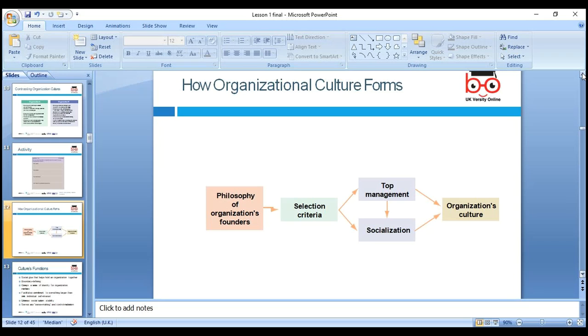So the philosophy of the organization founder sometimes really matters. What the founder said can be selection criteria, top management, socialization, and organization. So all the philosophies of the organization founder, selection criteria, top management, socialization, all this represents organization culture.